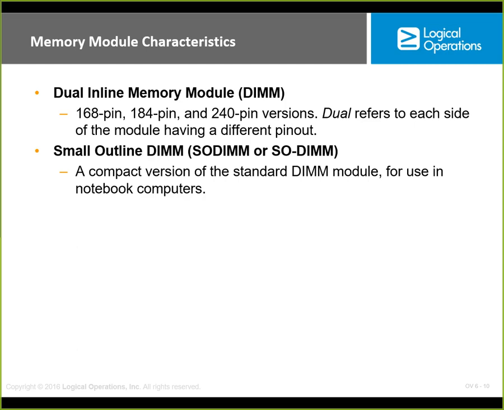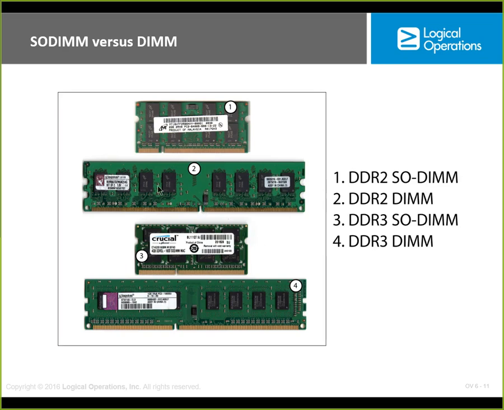Small outline DIMM, SO-DIMM, is one that is used in laptops, notebook computers. Compact version of the standard DIMM. And when you look at it, the SO-DIMM up here at the top, and then the regular DIMM, DDR2 SO-DIMM and DDR2 DIMM, DDR3 SO-DIMM, if you compare those two, the slot for putting it in the memory receptacle is in a different location for the SO-DIMM, also to keep you from putting the wrong memory in the wrong slot.